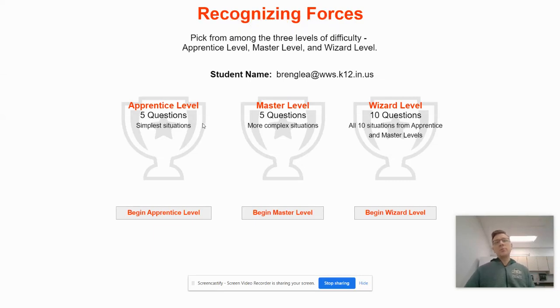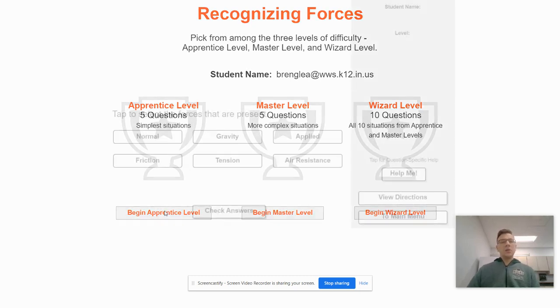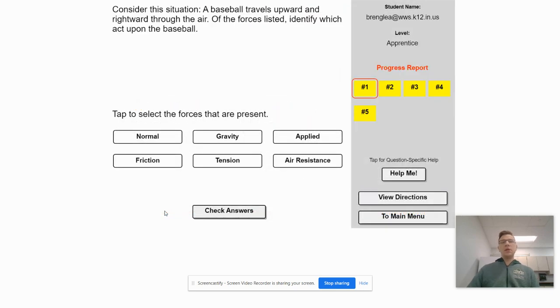Mr. Bringle, and today we're going to be going over the Recognizing Forces Concept Builder from PhysicsClassroom.com. So we're going to start off here with the apprentice level, and what this is going to do is give us a situation, in this case, a baseball traveling upward and rightward through the air. We are tasked with identifying all of the forces that are acting on the baseball.